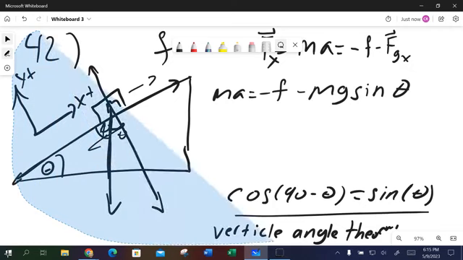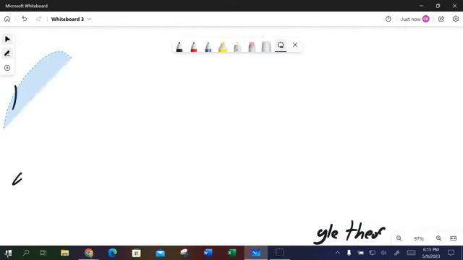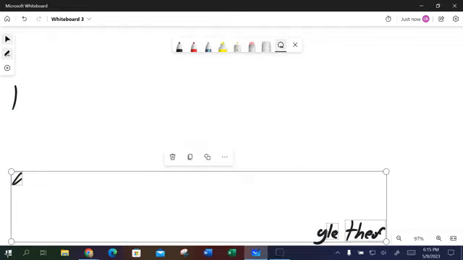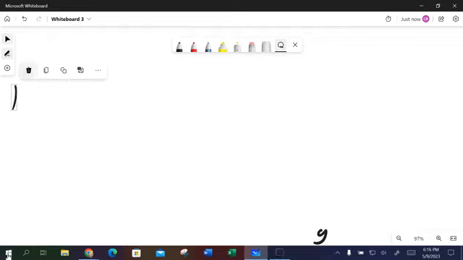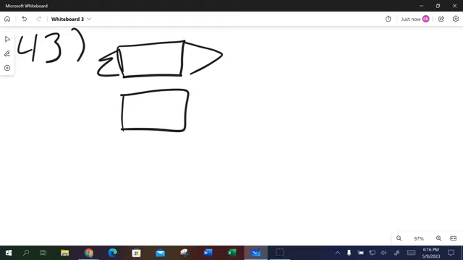Moving on to number 43. Got to erase a lot of this again. Number 43 is about two spaceships moving with the same speed v, moving at the same speed v, same velocity v.